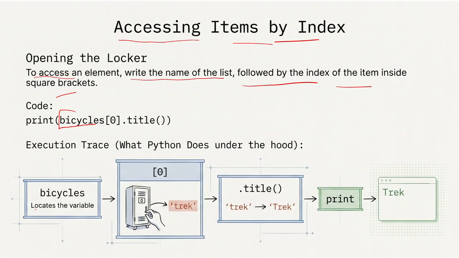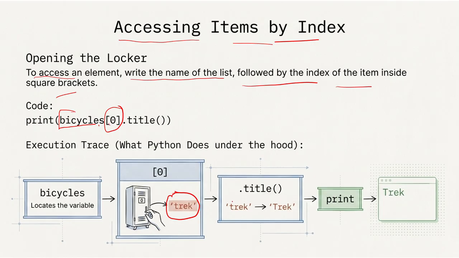First Python locates the variable, which is bicycles. It sees what bicycles is. As you have seen in the last few slides, bicycles is a list, so it knows it's a list. After that, we place this 0 within the square brackets. What does it mean? We are accessing the first item. The first item, if you remember from the last slide, was Track. Once we have come up to here, we have Track over here. Then we apply the method .title().